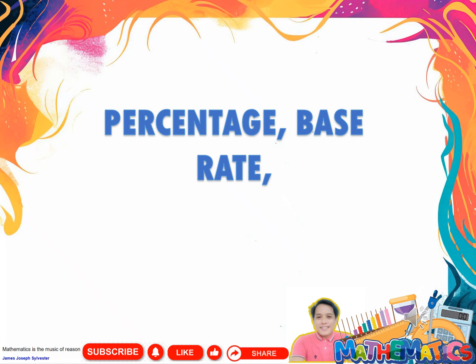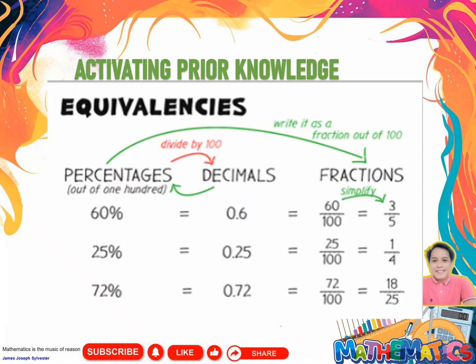Let us discuss percentage, base, and rate. For our activating prior knowledge, the students may be familiar with how to convert numbers into percentages, decimals, and fractions. As you can see, we have the example: 60% is equivalent to 0.6 in decimals. In fraction, we have 60 over 100, or in lowest terms, it is 3 over 5.